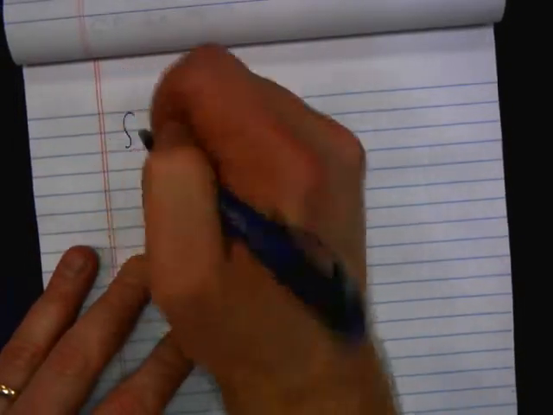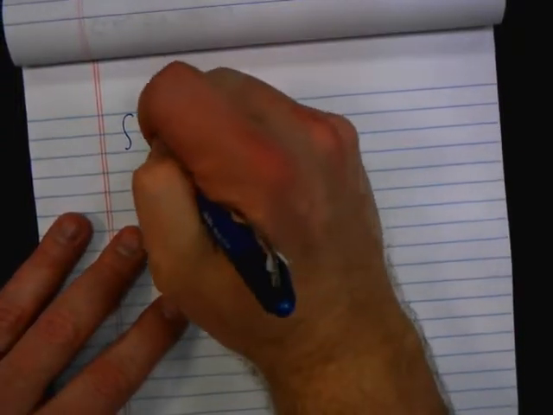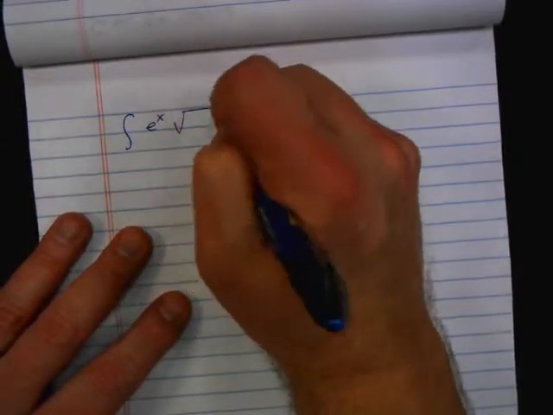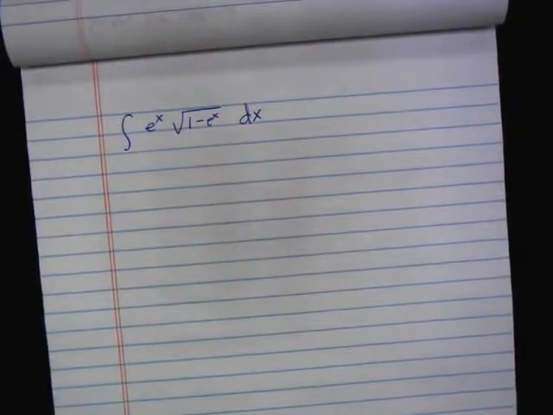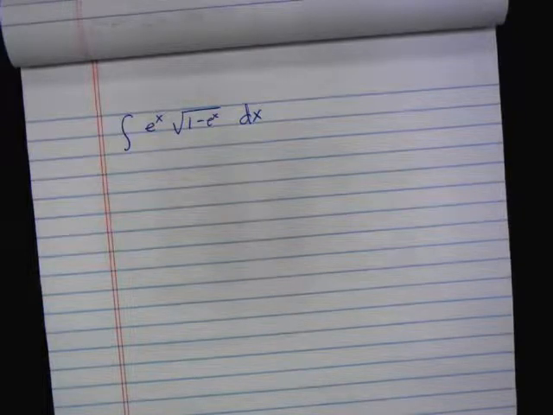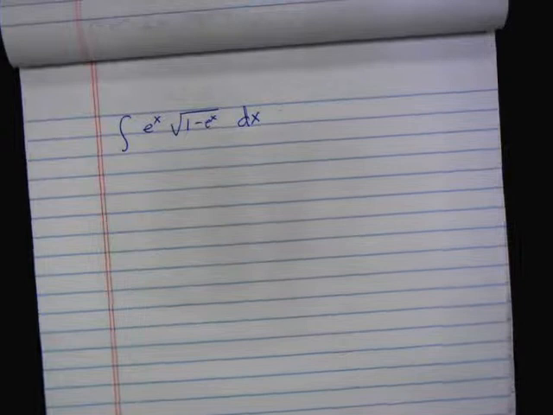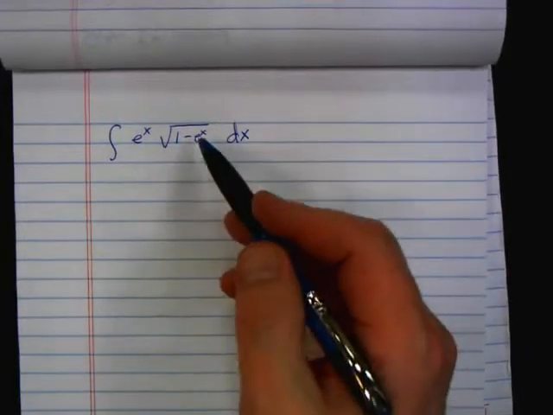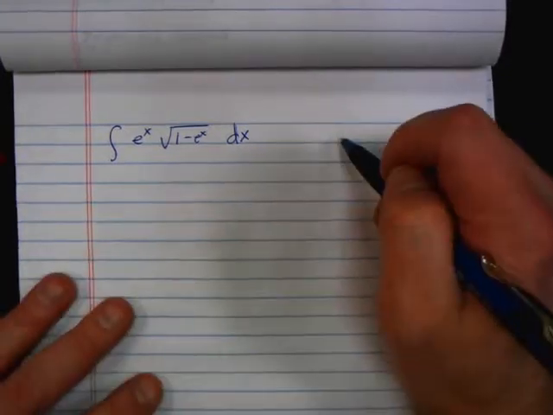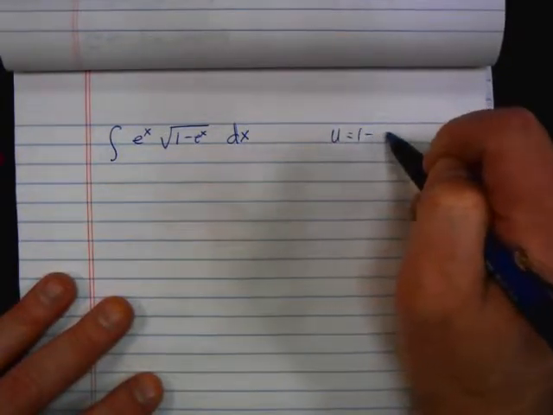Integral of e to the x, square root of 1 minus e to the x, dx. Any thoughts on that one? U equals 1 minus e to the x. Yeah, in general, if you have a square root with something more than just an x under there, use that thing. U equals 1 minus e to the x.